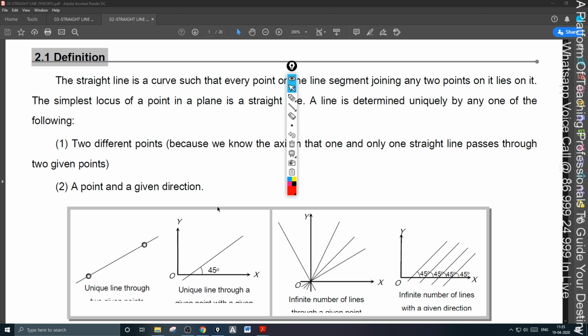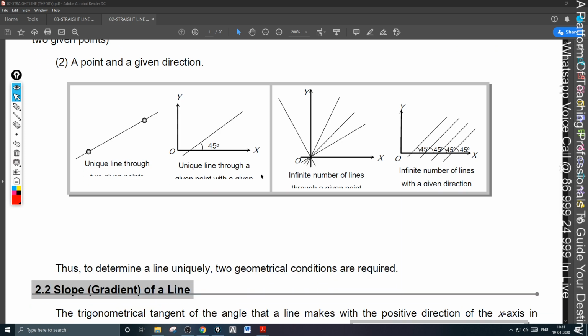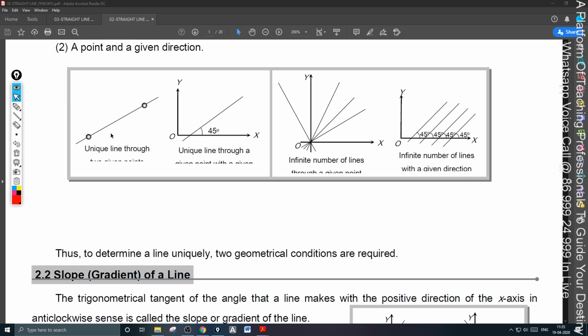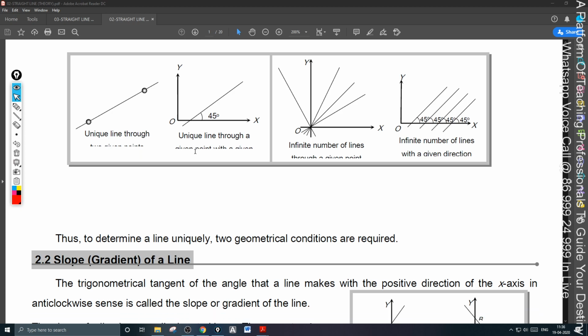So, this is the definition, and then we will have the slope or the gradient. See, what is given here? A unique line passes through 2 points here. That means you must be given 2 items in the data. And a unique line through a given point with a given direction. Infinite number of lines pass through a given point, and infinite number of lines with a given direction. These are the different cases.